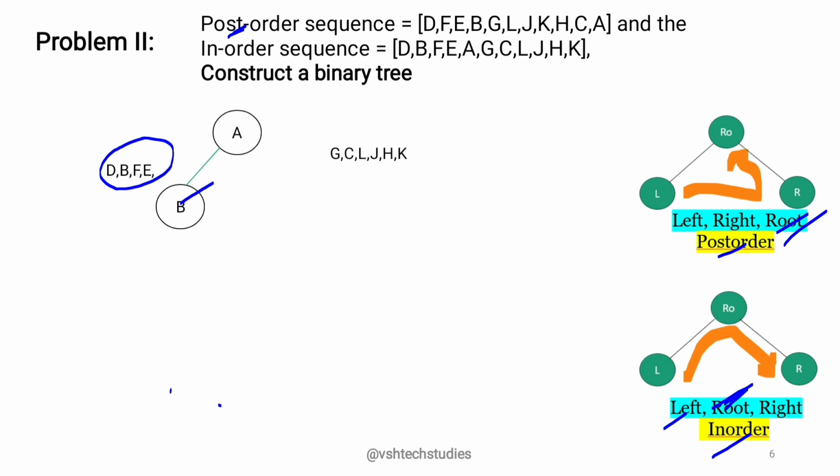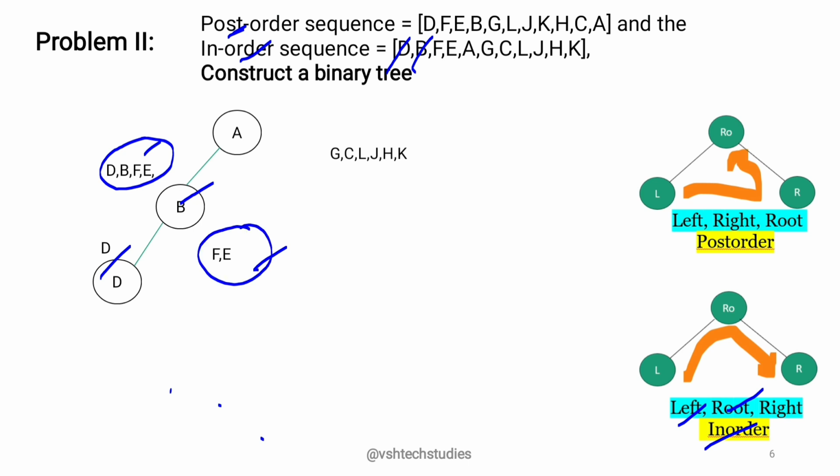Among these, if B is the root, which is the left child? For that we have to observe the in-order sequence. If B is the root, on the left side we have D. So D will be the left child. The remaining F, E will become the right side of the B node. So D is made the left child. It is connected to B.